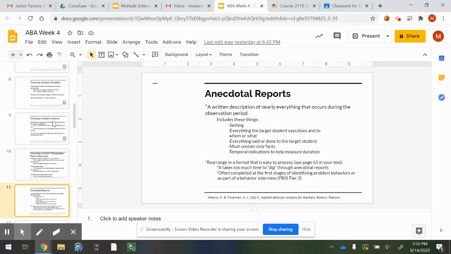typically when a PBIS tier 3 team member will get involved. And that's usually one of the first things they do, just go in for observation and take some anecdotal notes as part of the behavior interview process, if that's the direction that your school would take. But just be careful not to use anecdotal notes too much. There's a time and a place for them.